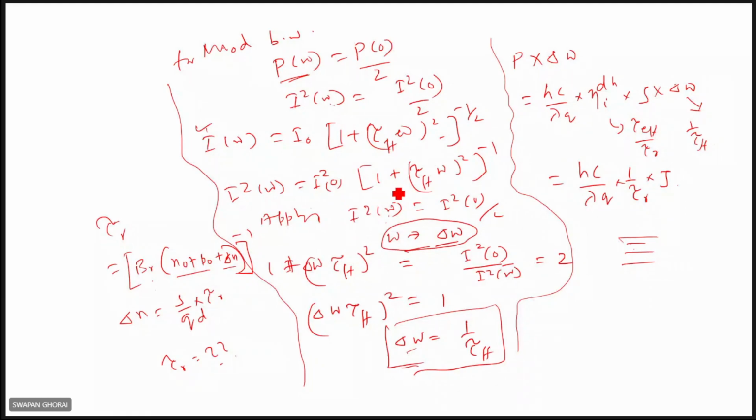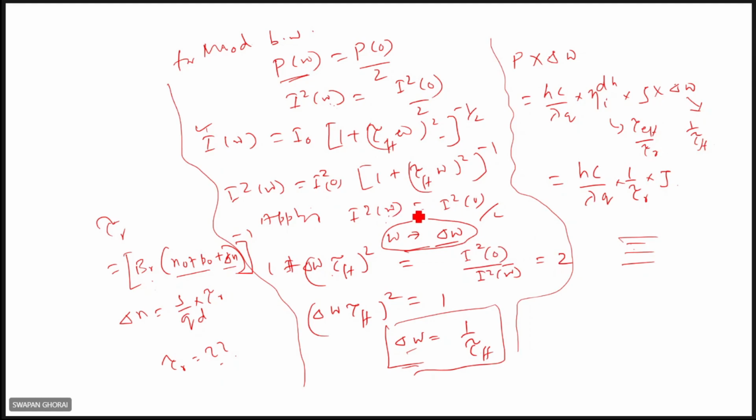So after simplifications, if you solve it, you'll get delta omega tau squared. That will be I square 0 by I square omega, that is actually 2 from these equations. You will get 1 plus delta tau effective into delta omega square. Half is here because this ratio is half.